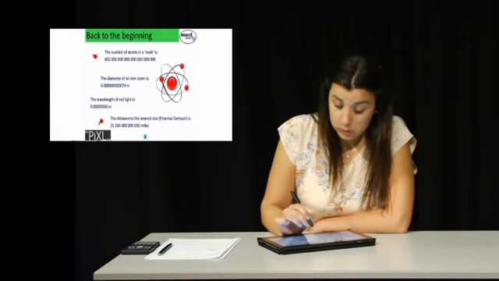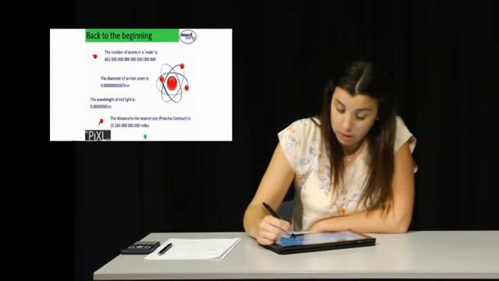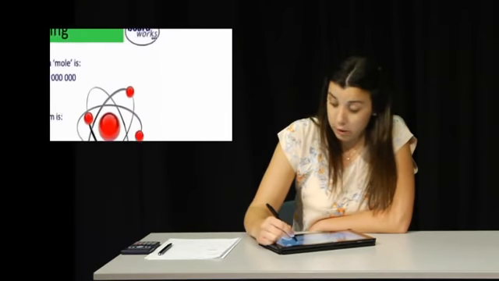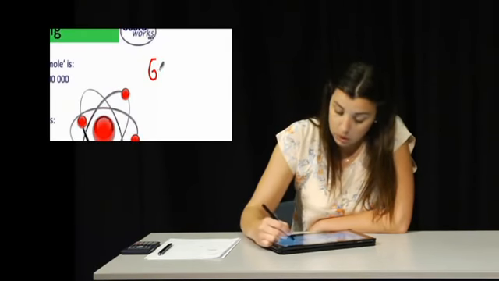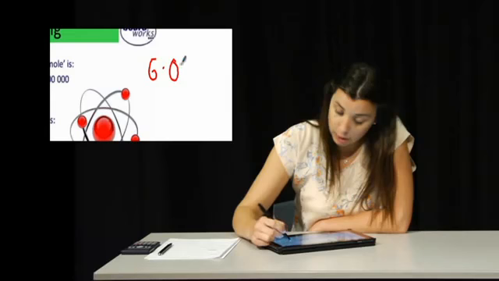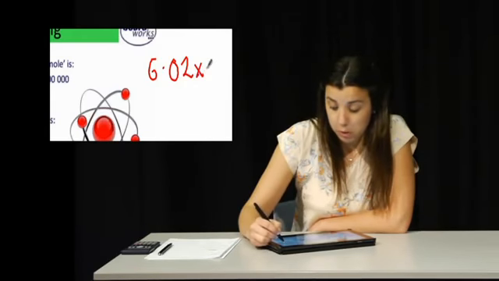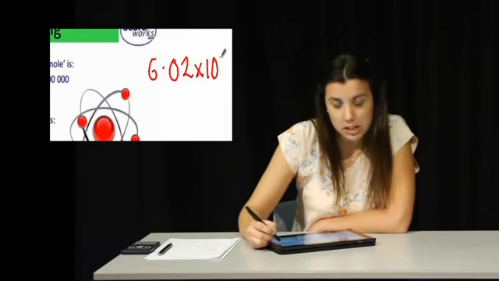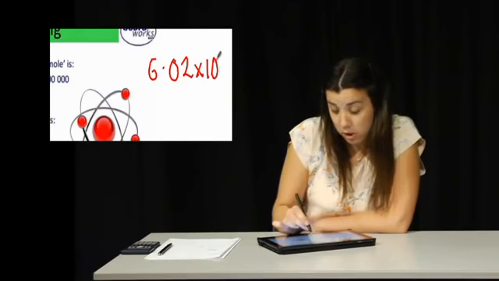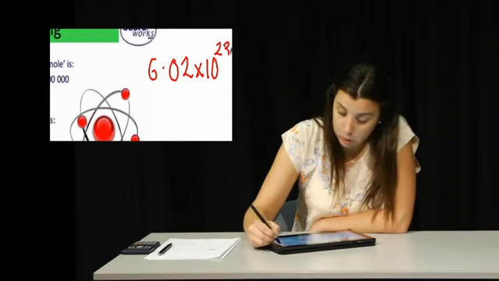Okay, so if we just look at the first one together, our first number here, a number between 1 and 10, is going to have to be 6.02 multiplied by 10, and then we need to get this power here. If you count along, you should have the power 23.